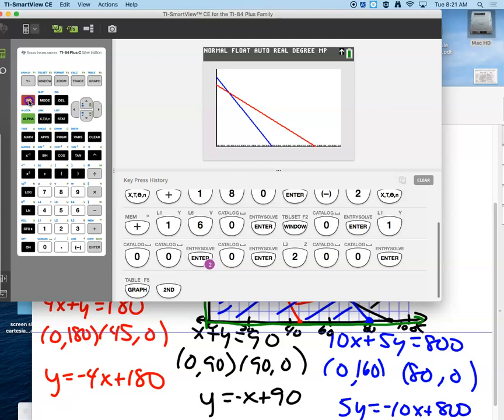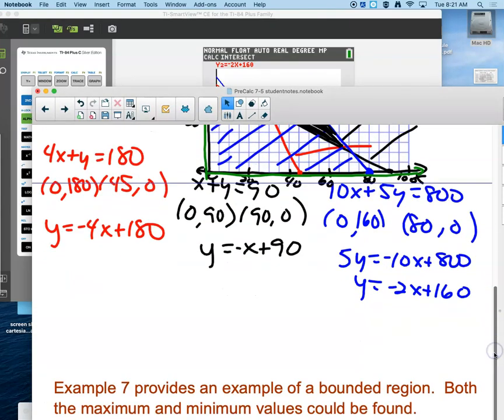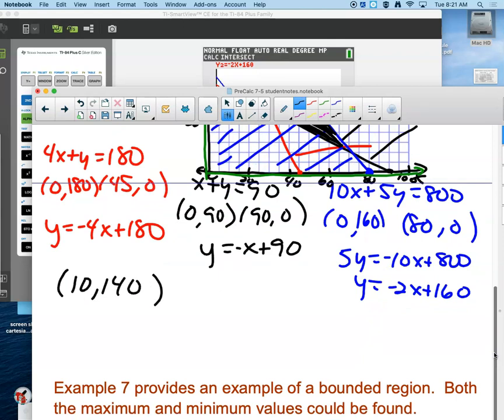So, second trace, number 5, enter, enter, enter. 10, 140. So these are the vertices that we're looking for. Well, 2 more to go.